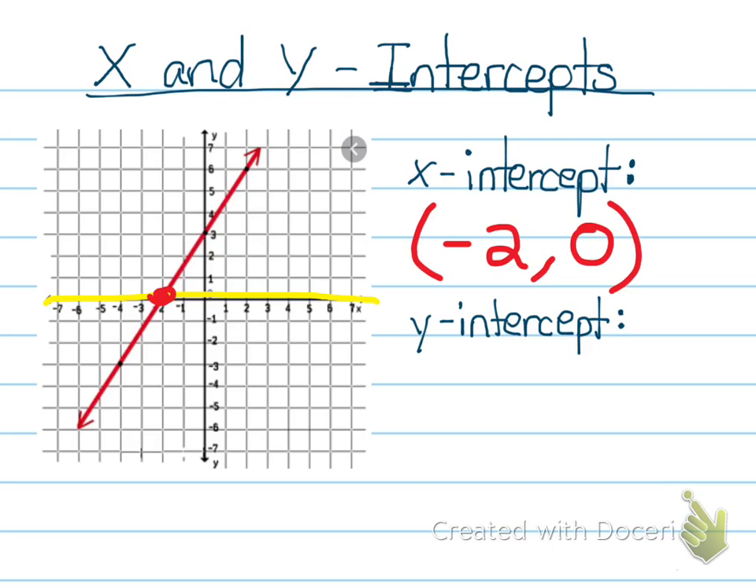Now, to find the y-intercept, I'm going to look at that y-axis, which is this right here, and see where the line crosses this y-axis. As you can see, it crosses it right here at this point. And that point is 0, 3. And that's how you find your x and y intercepts.